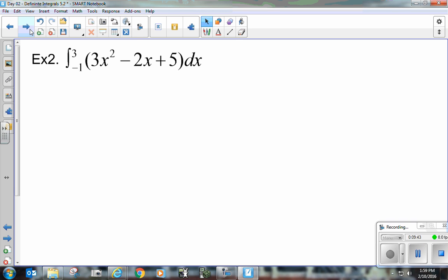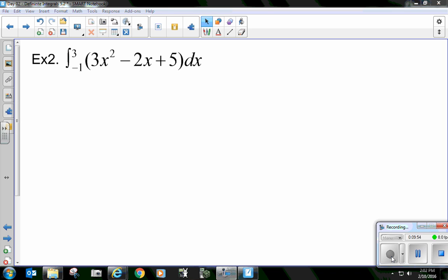I'm going to give you a minute to work on this one. Just like derivatives, you do one at a time. There's a minus in between those two, plus between those, from 3 to -1. Okay, go ahead and do it.